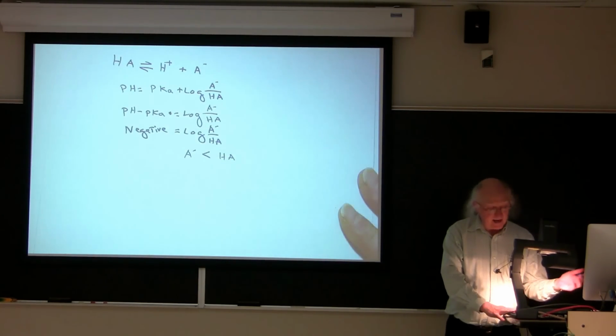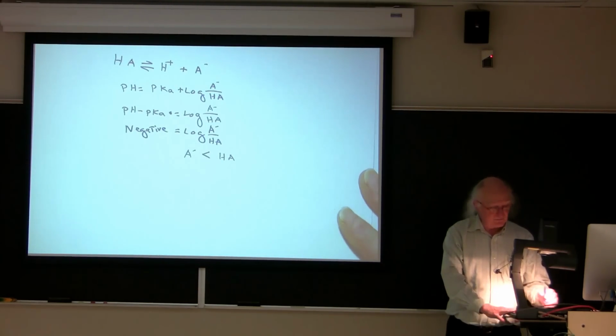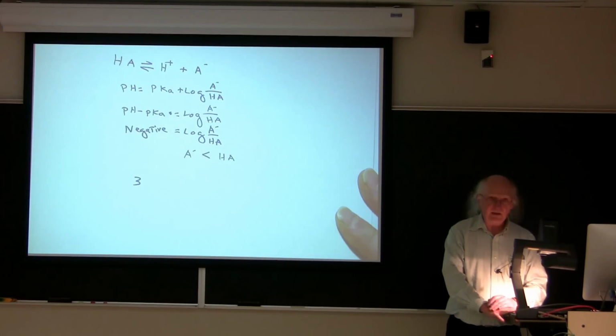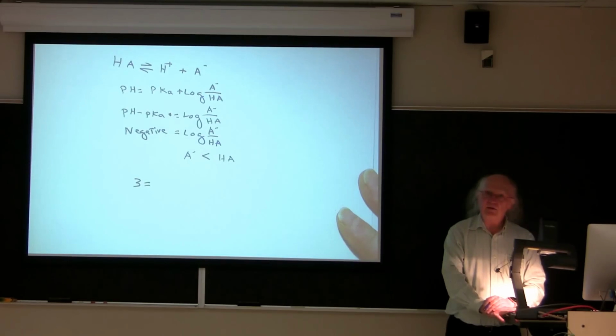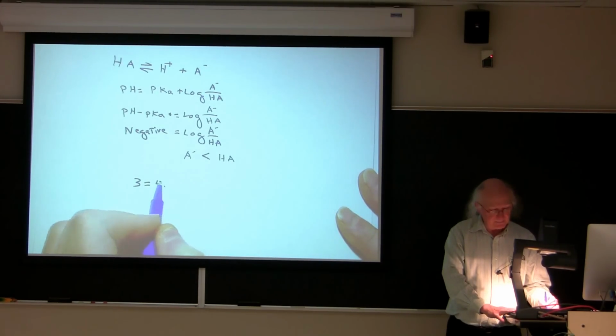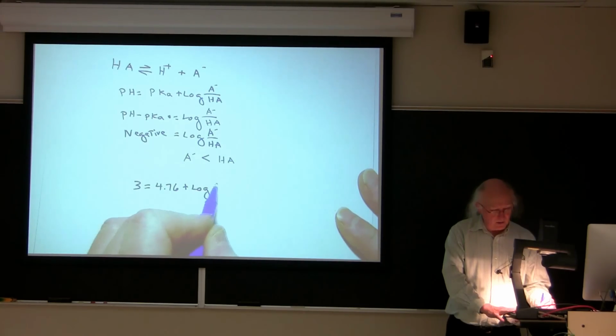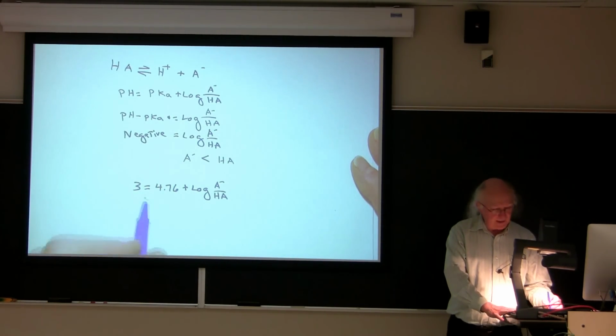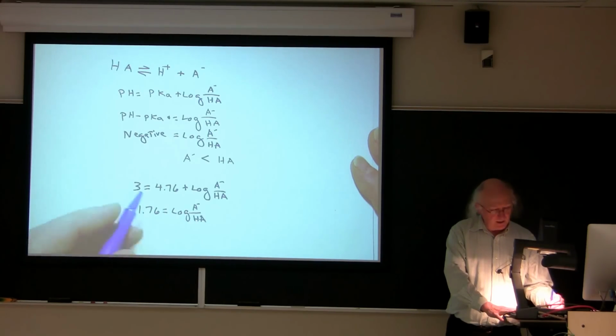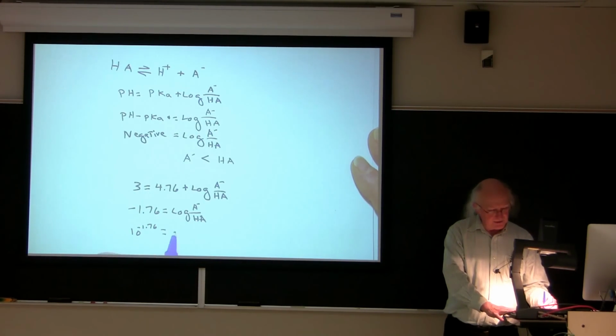Okay? Now, if I plug in actual numbers here, let's say I pick a pH of 3, where I say 3 is equal to the pKa of a weak acid, and we'll pick acetic acid here, for example, 4.76, plus the log of A minus all over HA. If we do that, now we work with the actual numbers, we see minus 1.76 equals the log of A minus all over HA. And that, getting rid of the log term, we see 10 to the minus 1.76 equals A minus all over HA.